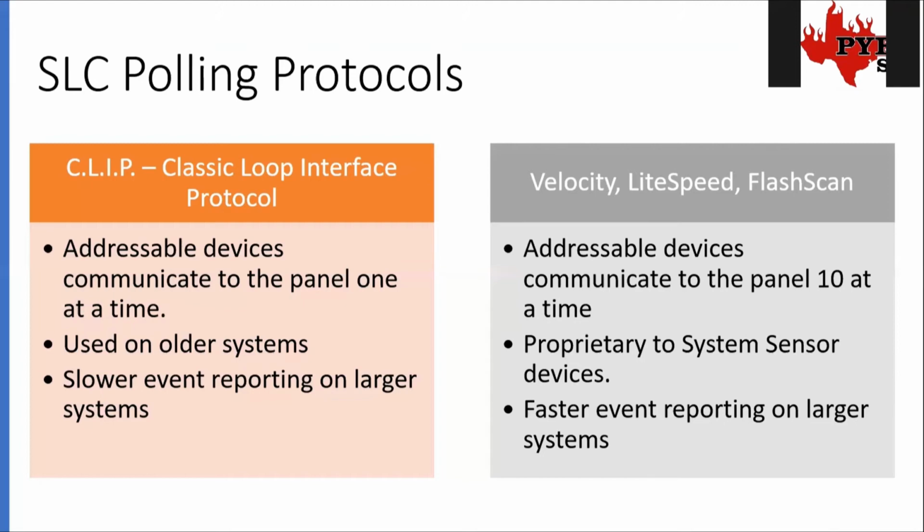The recent update of Silent Knight moving to the Black Series panels away from like the 5820 or the IFP 1000, those were all CLIP mode only panels. And now the Black Series is this Velocity Light Speed. They haven't really named it for Silent Knight, is why that's confusing. But it's the same protocol where it talks 10 at a time.